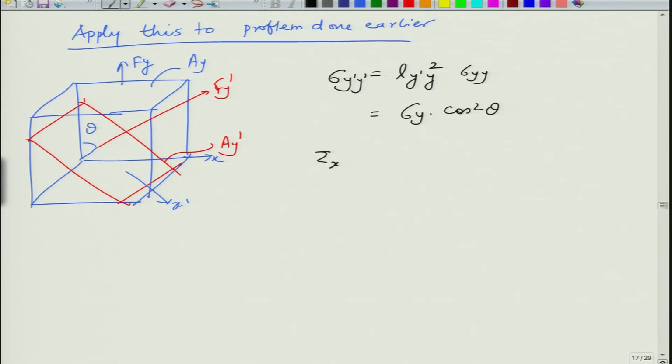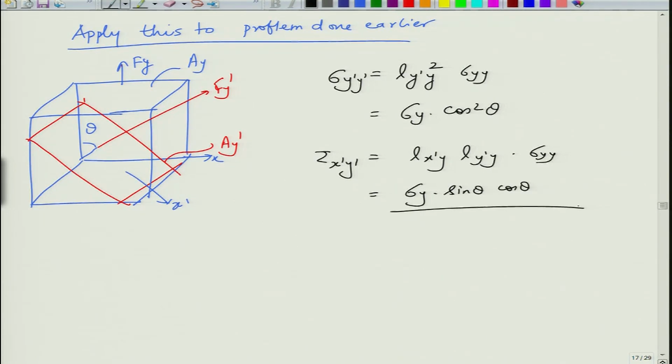Similarly, if you want to calculate what is tau of x prime y prime, this becomes tau of L of x prime y, L of y prime y into sigma yy, other terms are 0. So if you just calculate this, this will become sigma y, L of x prime y and L of y prime y, so this is sin theta, this is cos theta. This is the same result that we got from the earlier exercise that we did.